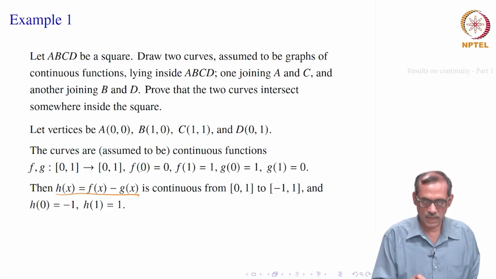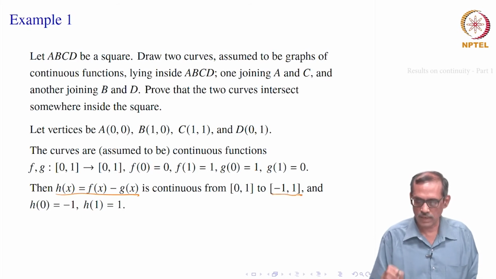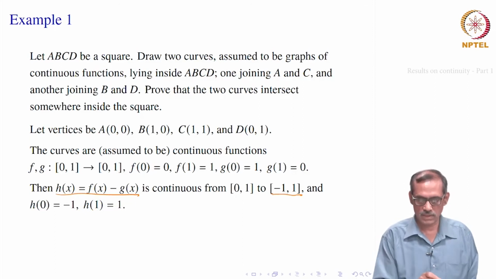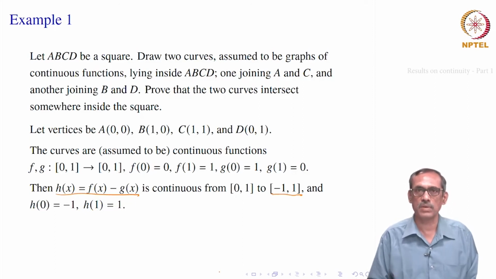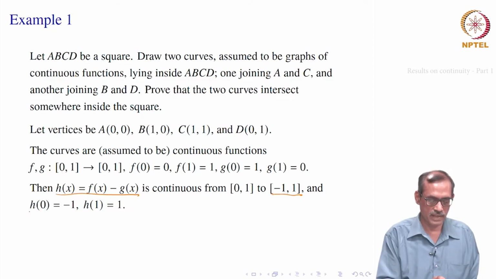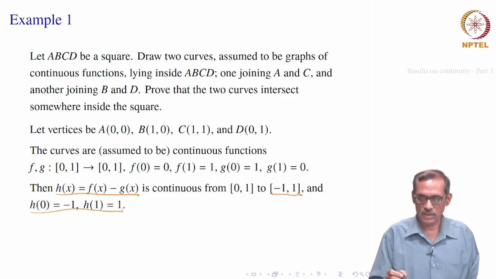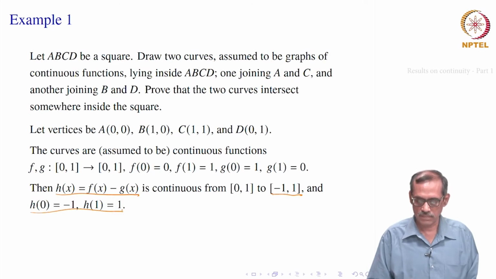So, the range will be f 0 and g 0 is 1. So, minus 1 to 1, right, range is minus 1 to 1. So, h is a function from 0 1 to minus 1 to 1, and what we get is h 0 equal to minus 1, h 1 equal to 1. Now, use intermediate value theorem.